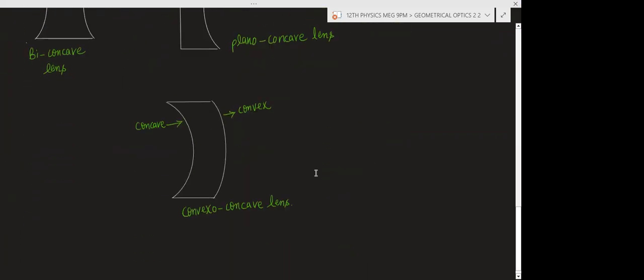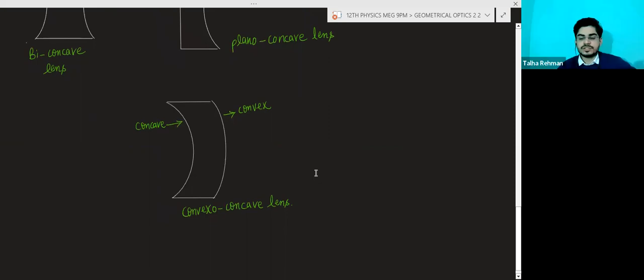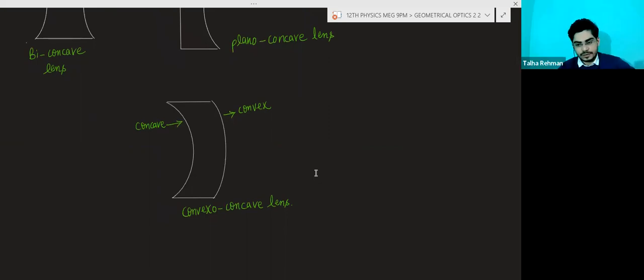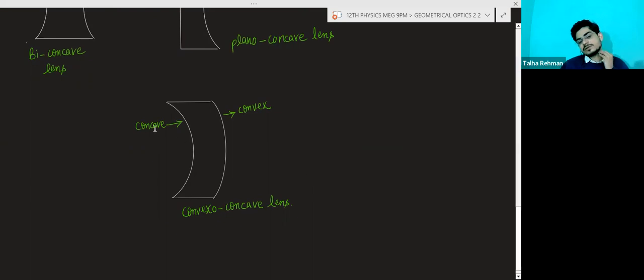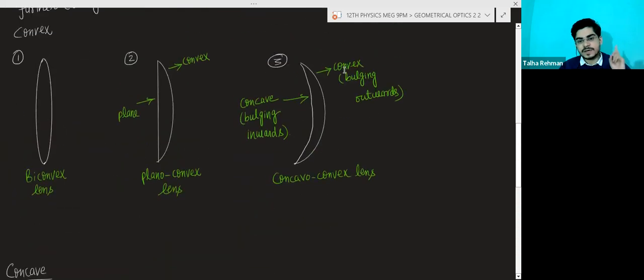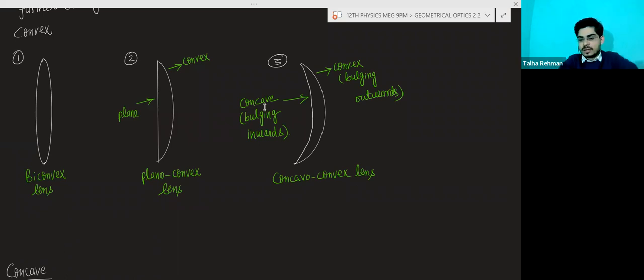Yes, sir. I can understand your question. You are right, very good question. You can say that here also there is a concave surface; in this lens there is one convex surface and one concave surface. In this lens also there is one convex surface and one concave surface. So sir, we can say both these lenses are the same.